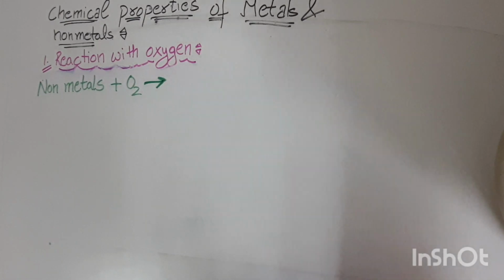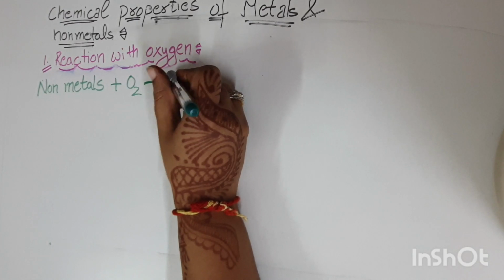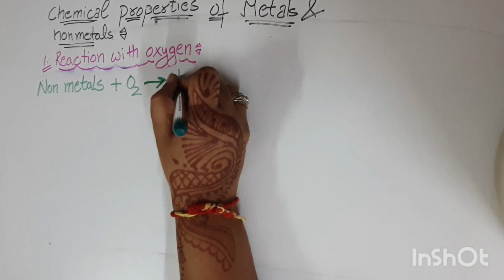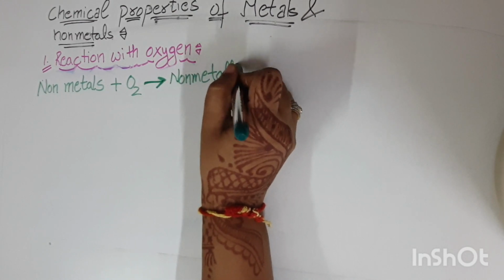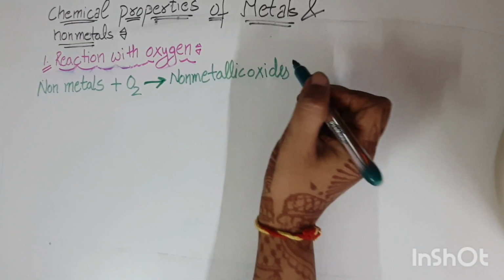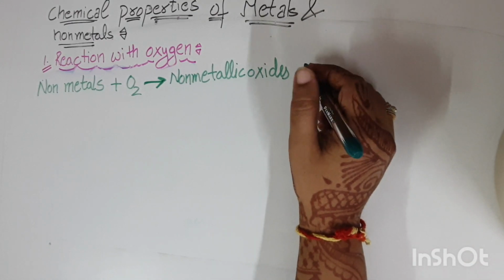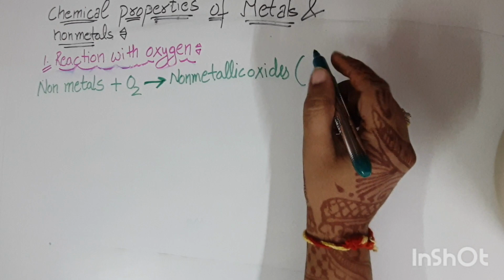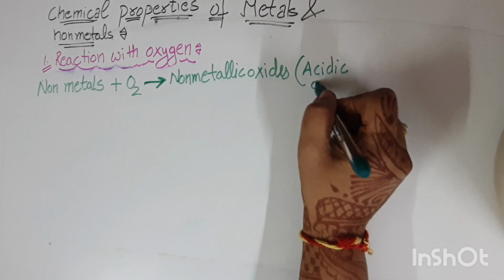Now let's start with the reaction of non-metals with oxygen. Just like the metals, they react with oxygen to form oxides. Similarly, over here we can write down that non-metals react with oxygen to form non-metallic oxides. And since we know that the properties of metals and non-metals are in contrast to each other, metallic oxides, you must remember, were basic oxides. So here we can say that non-metallic oxides are acidic oxides.